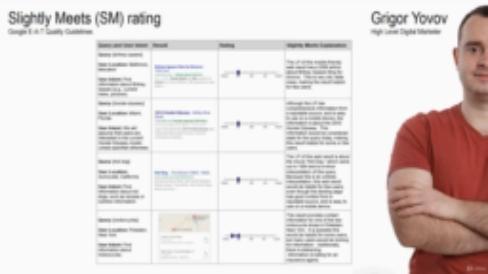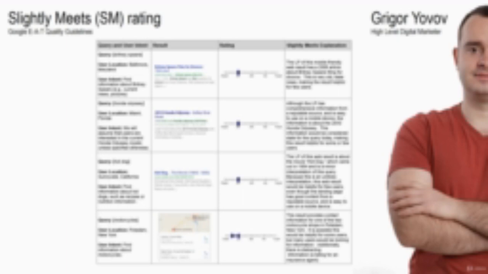And hot dog is the next query. User location: Sunnyvale, California. User intent: find information about hot dogs such as recipes or nutrition information. You can see that it's a result for IMDb, this movie website, movie ratings.